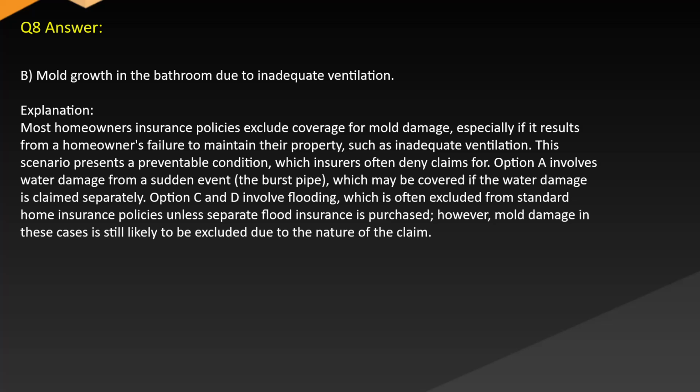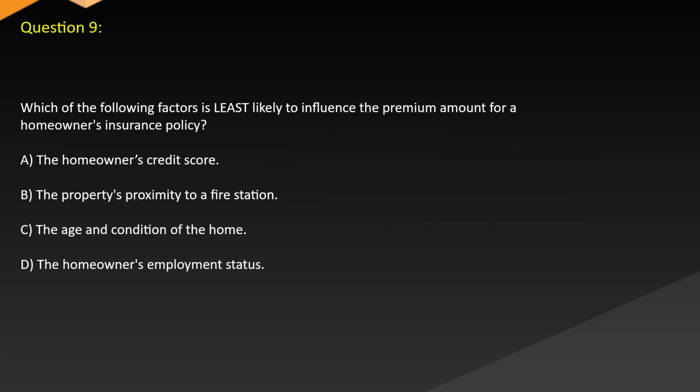Option A involves water damage from a sudden event, the burst pipe, which may be covered if the water damage is claimed separately. Options C and D involve flooding, which is often excluded from standard home insurance policies unless separate flood insurance is purchased. However, mold damage in these cases is still likely to be excluded due to the nature of the claim.